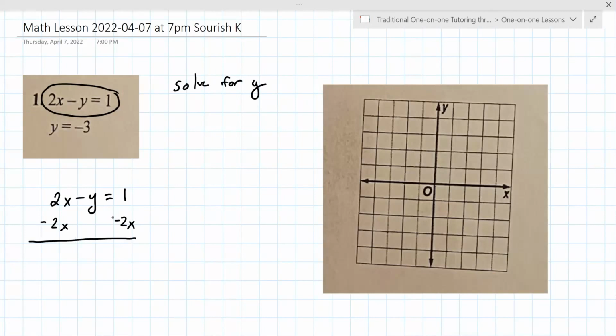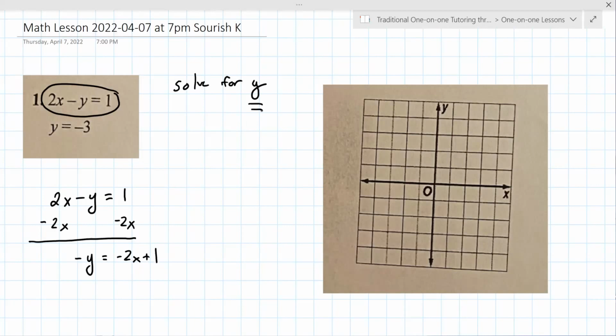Okay, and you do want to write this down. This is part of how you show your work for this problem. That's why there's some space there on your worksheet to be able to include this. So when you subtract, you get minus y equals minus 2x plus 1.